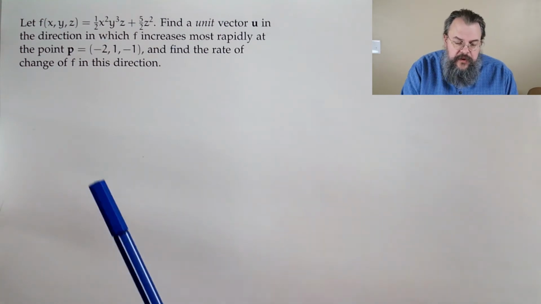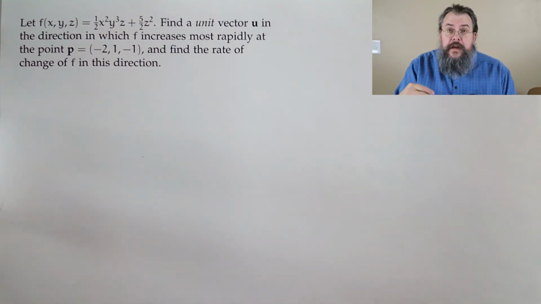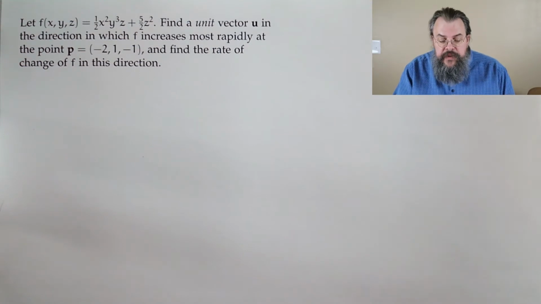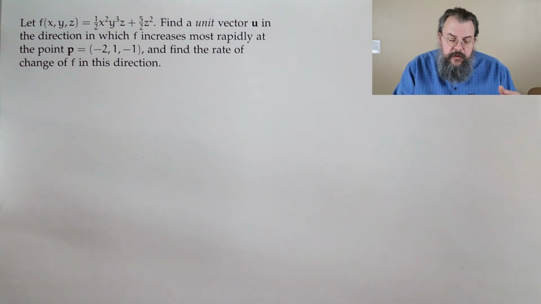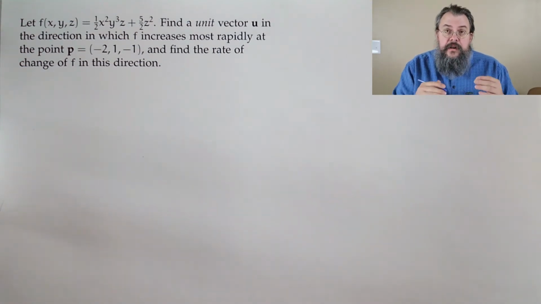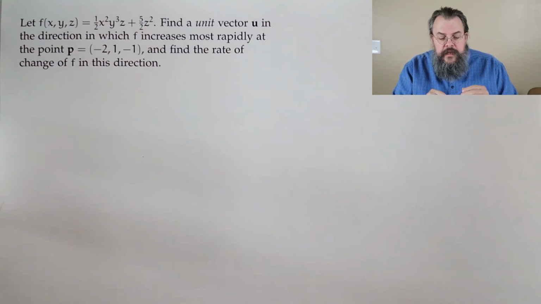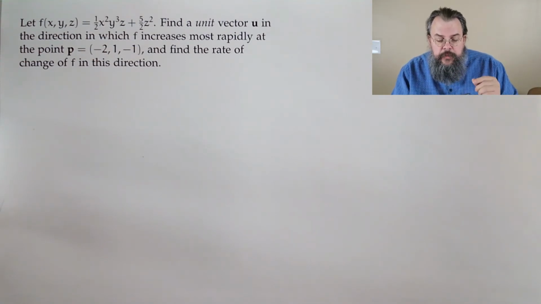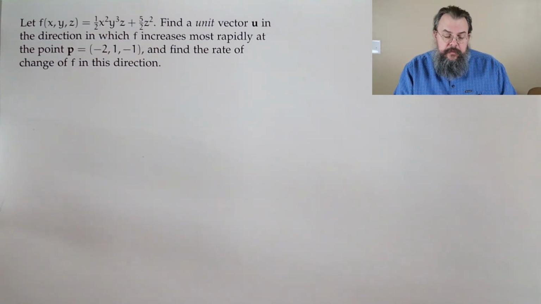Our very first problem. Let f of x, y, z equal a half x squared y cubed z plus 5 halves z squared. Find a unit vector in the direction in which f increases most rapidly at the point (-2, 1, -1), and find the rate of change of f in this direction.